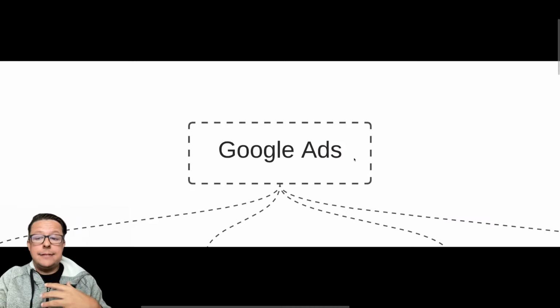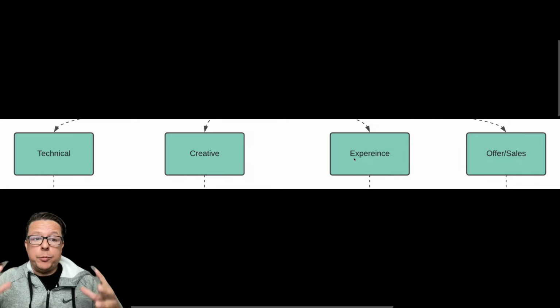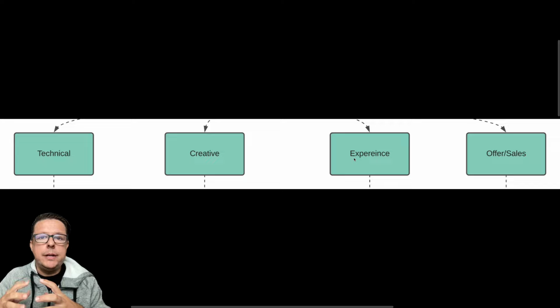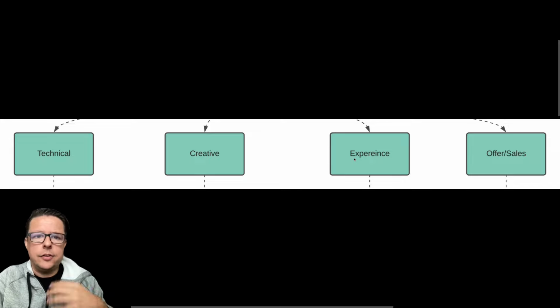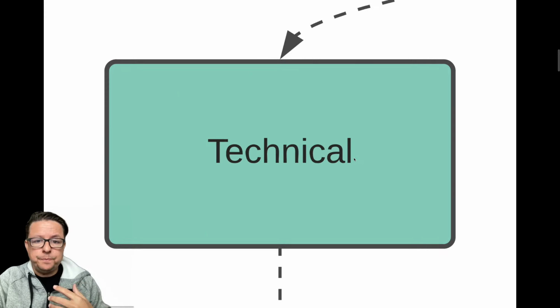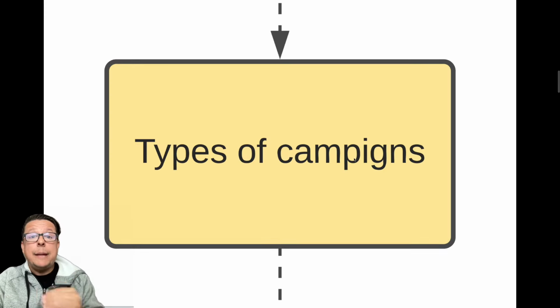So Google Ads really is made up, when you're running a campaign, of the technical component, the creative component, the inbound experience whoever has running it is, and then offer and sales. This is market analysis. So let's jump into the technical first. Technical, these are types of campaigns you can run.